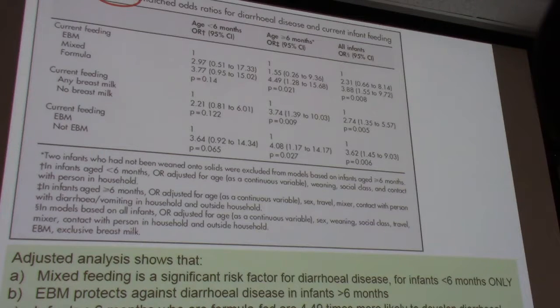Expressed breast milk protects against diarrheal disease in infants over 6 months. Infants over 6 months who are formula fed are 4.49 times more likely to develop a diarrheal disease. I'll give you a minute.